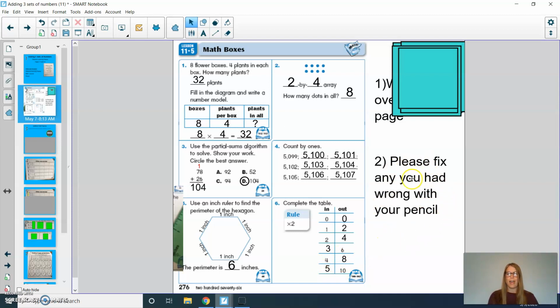Please double check and make sure you have this all correct and fix any of your mistakes with your pencil and eraser.